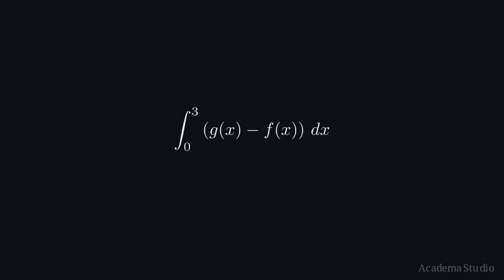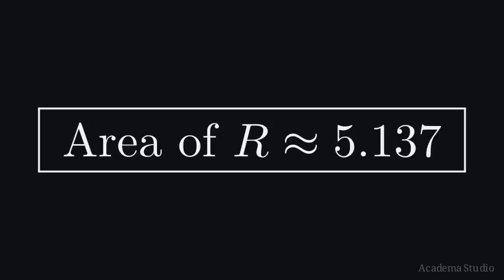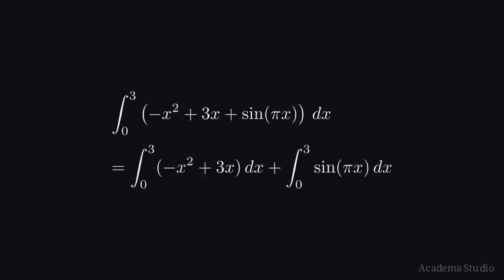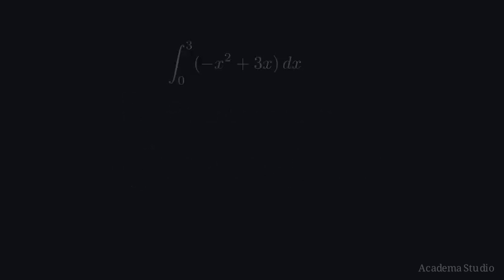The calculator gives approximately 5.136620. Therefore, the area of R is approximately 5.137 square units. Here is a quick exact check for students who want to see why the decimal makes sense. First, the integral from 0 to 3 of negative x squared plus 3x dx.